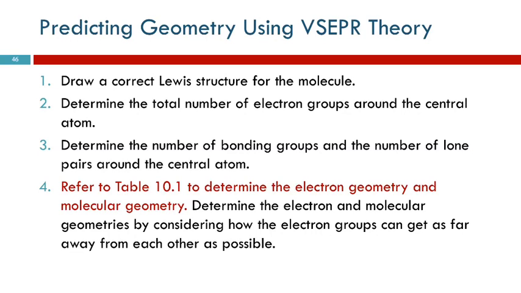So here are the instructions for predicting geometry. You need to start with the correct Lewis structure. Find the total number of electron groups around the central atom. Find the number of bonding groups and the number of lone pairs. And these instructions from your textbook just slay me. Refer to table 10.1 to determine the electron geometry and molecular geometry. Well, that's really not a great idea because I'm not going to give you that table on an exam. So we're not going to do that. Determine the electron and molecular geometries by considering how the electron groups can get as far away from each other as possible. Think balloons.